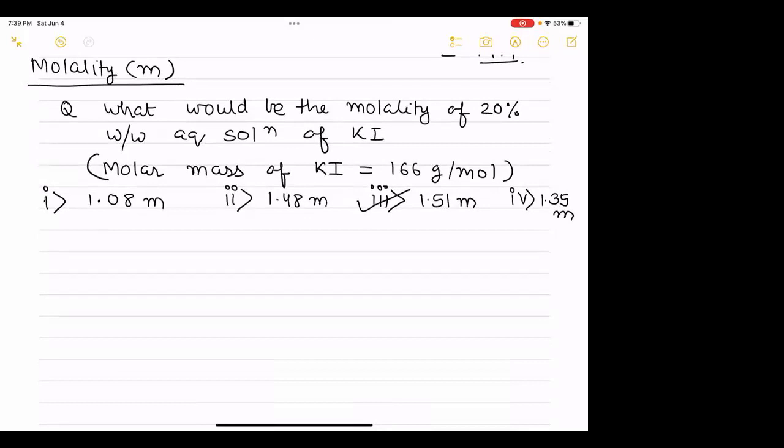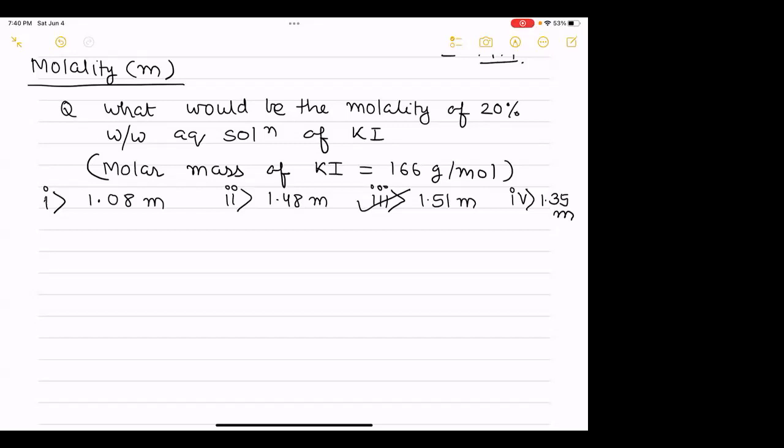Yes, sir. First of all, I took the moles of KI by dividing 20 by 166, and then I substituted in the formula of molality. Then I got 20 into 1000 by 166 into 80. I solved it and got 1.5.